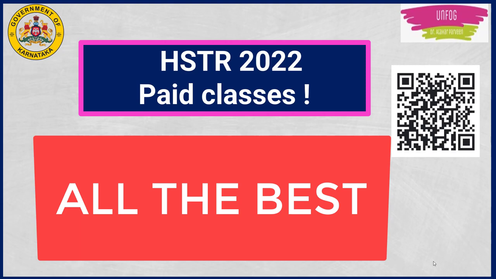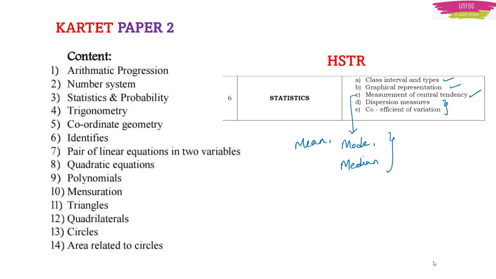So let us come to the subject now. Actually, I made two classes for statistics, right? This was based on the TET and HSTR syllabus. In the first two classes of statistics, I discussed class interval, types, graphical representation, and measures of central tendency: mean, median, mode. In this class, I will finish this chapter by discussing dispersion measures and coefficient of variation.